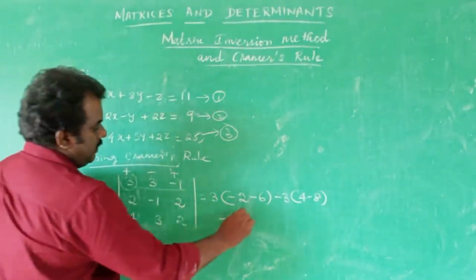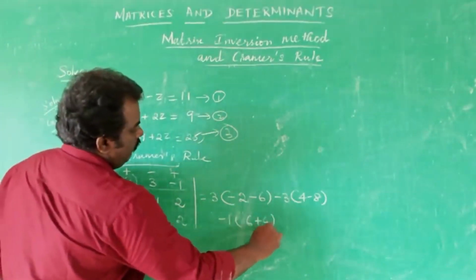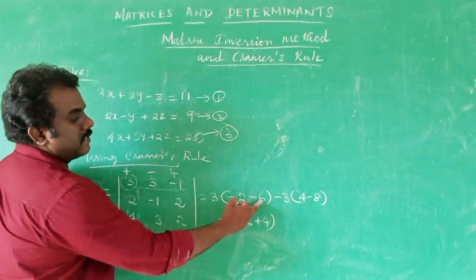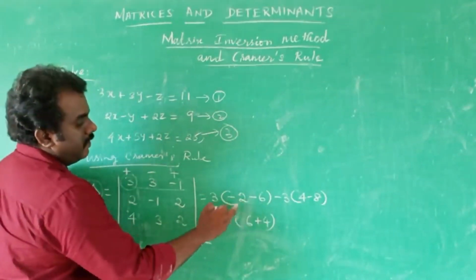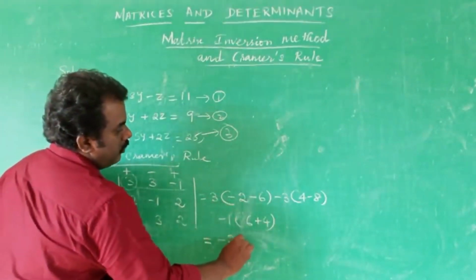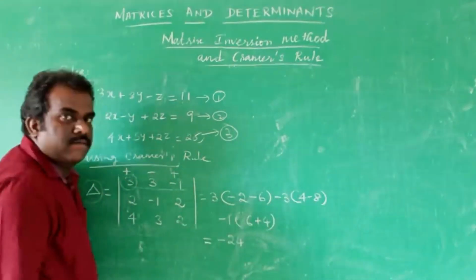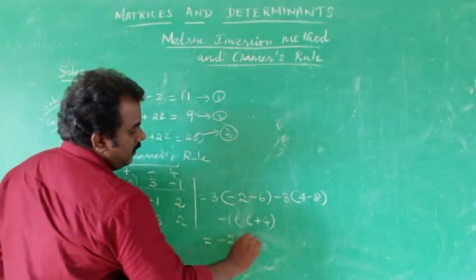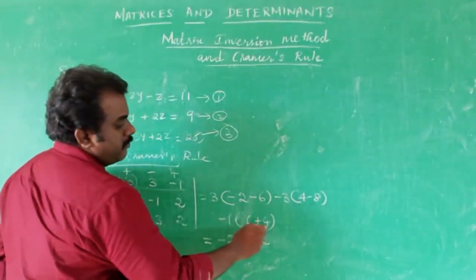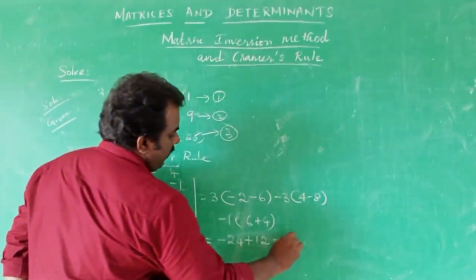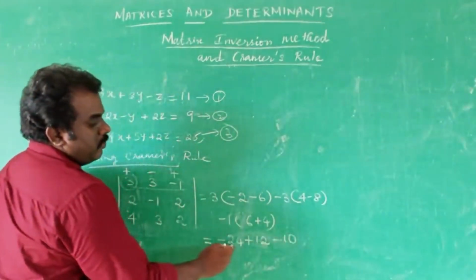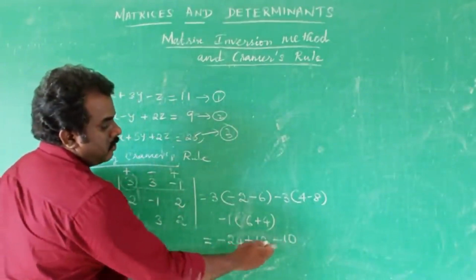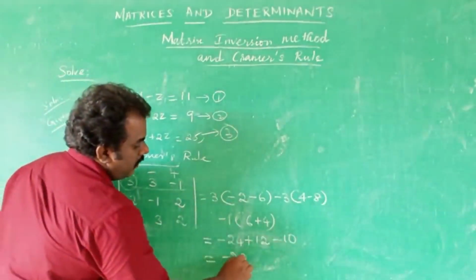Two 3s are 6 plus 4. So this can be written as -6 - 2 is -8. -8 into 3 is -24. 4 - 8 is -4. -4 into -3 is plus 12. 6 plus 4 is 10. 10 into -1 is -10. So -24 + 12 is -12. -12 - 10 is -22.